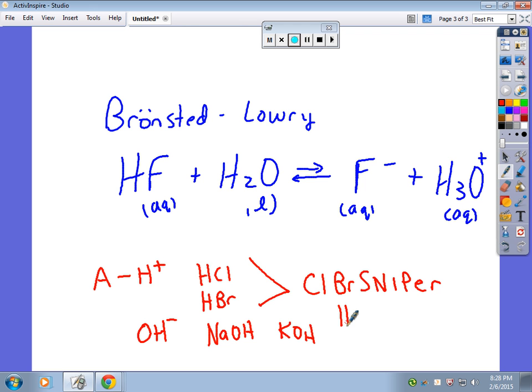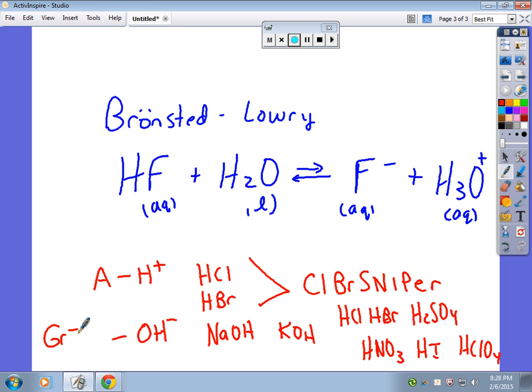That's what? HCl, HBr, H2SO4, HNO3, HI, and HClO4. Those are all super strong acids. I put them in water and they're going to completely dissociate. Completely. The strong bases are group 1 and group 2. So it's things like NaOH, potassium hydroxide, okay? And this is group 2, calcium down.